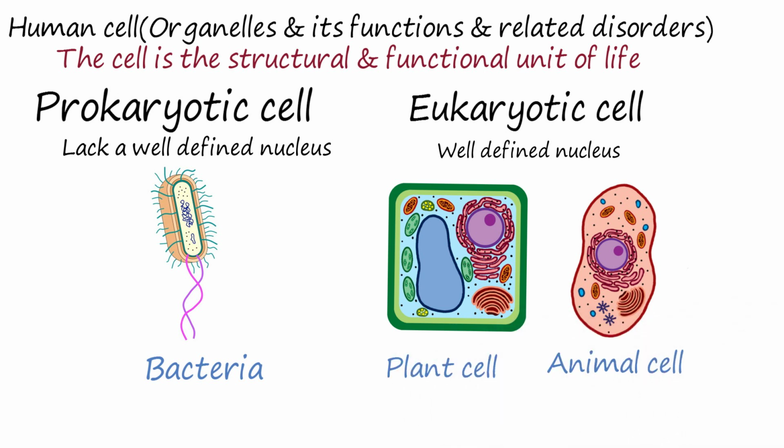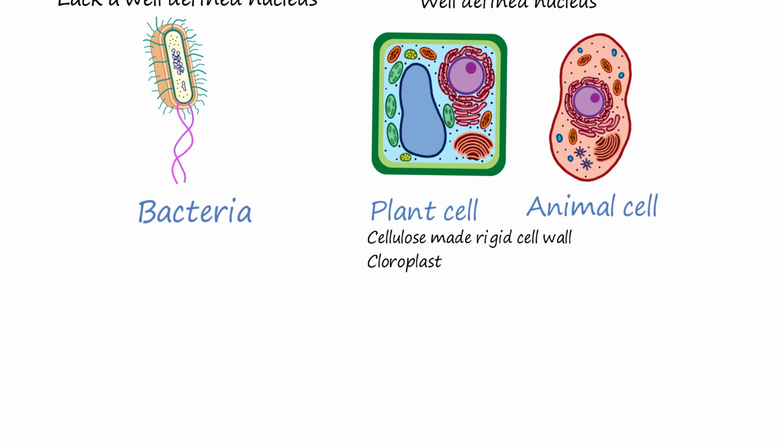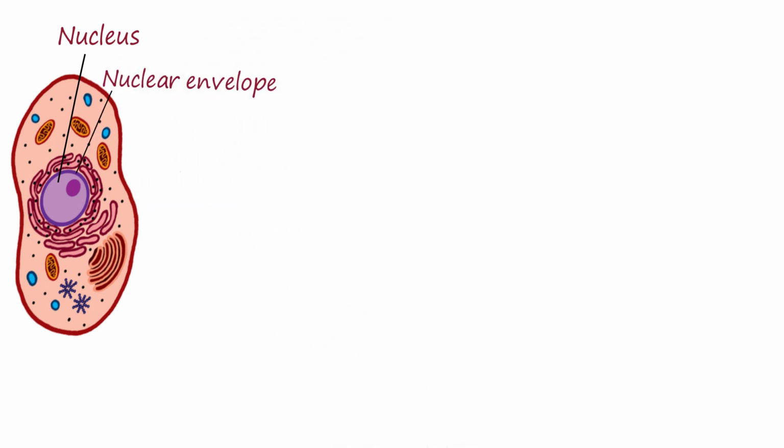Plants and animals are composed of eukaryotic cells. The plant cell differs from animal cell by cellulose-made rigid cell wall and chloroplast. Let's talk about human cell and each organelle. The cell consists of well-defined subcellular organelles. Let's start with nucleus. Nucleus is the largest cellular organelle surrounded by a double-membrane nuclear envelope.